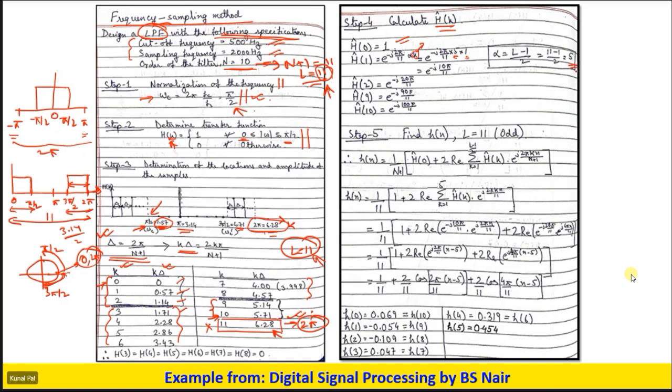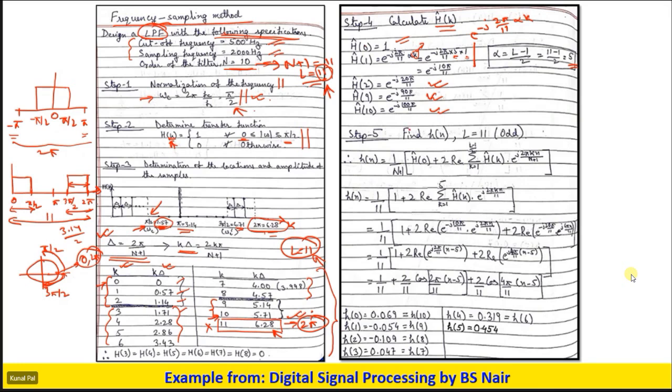Similarly, we will be using this equation e to the power minus j 2 pi by 11 alpha k. We will be calculating the values of H cap 2, H cap 9 and H cap 10. From where did we select them? We selected them from this step 3, from this table.